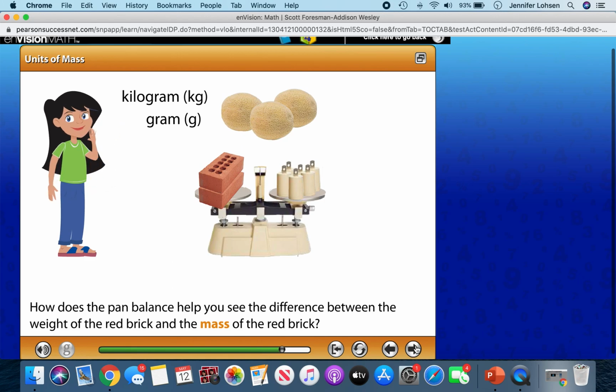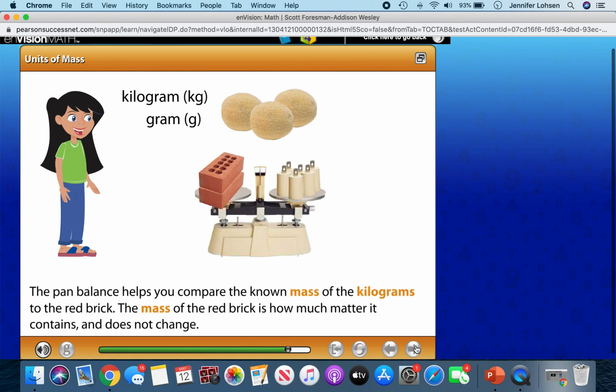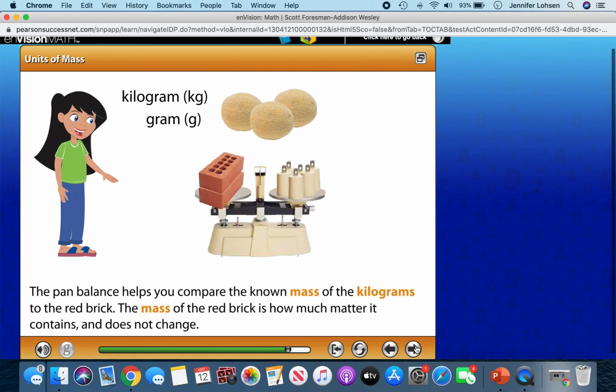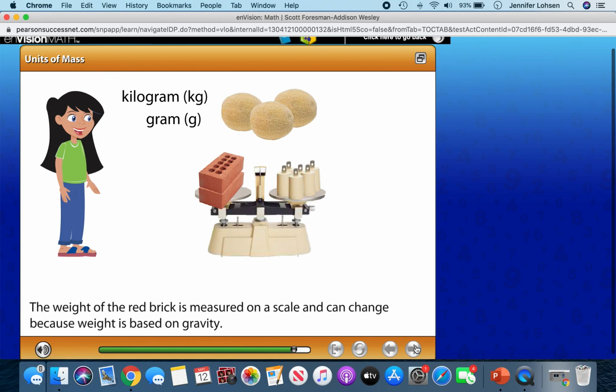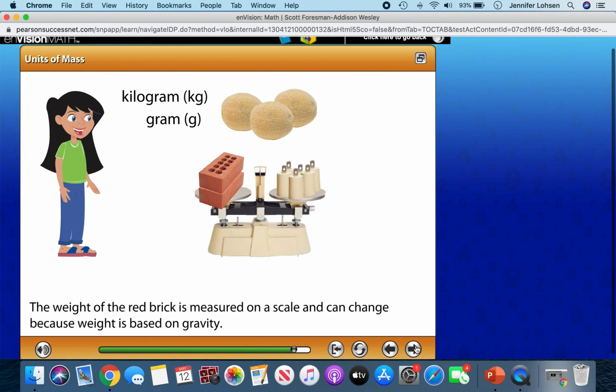How does the pan balance help you see the difference between the weight of the red brick and the mass of the red brick? The pan balance helps you compare the known mass of the kilograms to the red brick. The mass of the red brick is how much matter it contains and does not change. The weight of the red brick is measured on a scale and can change because weight is based on gravity.